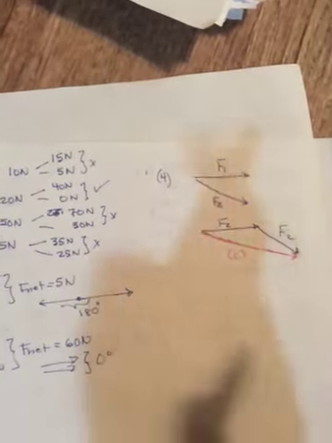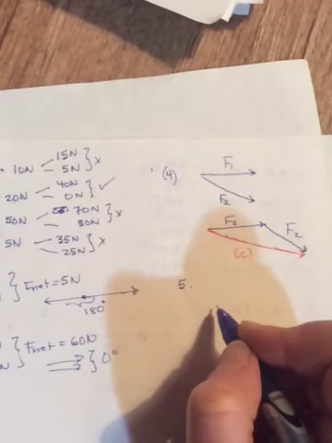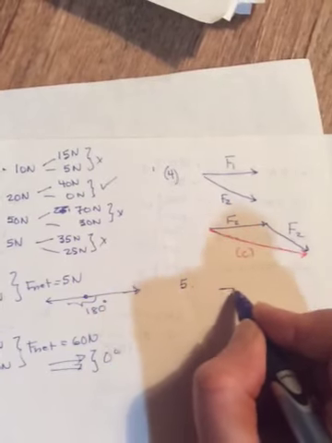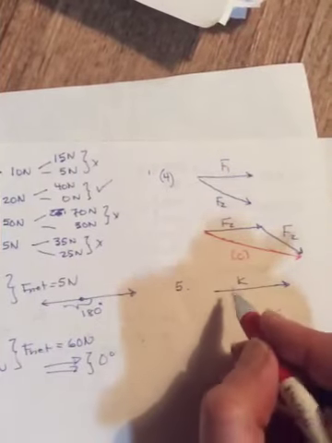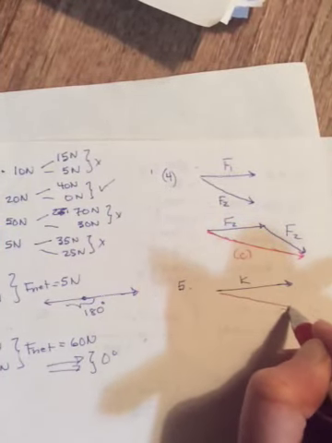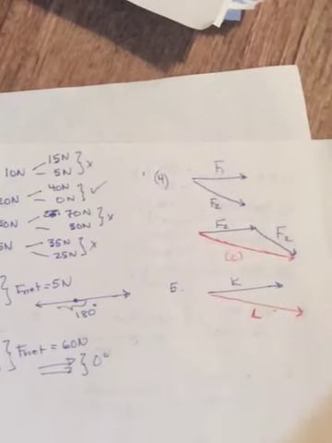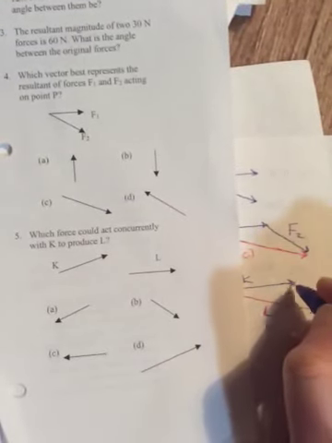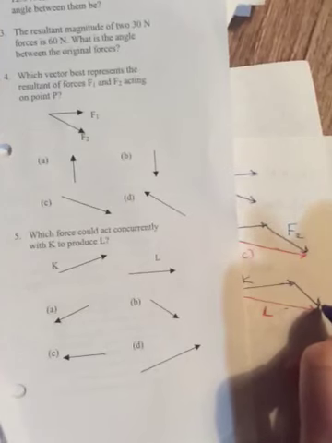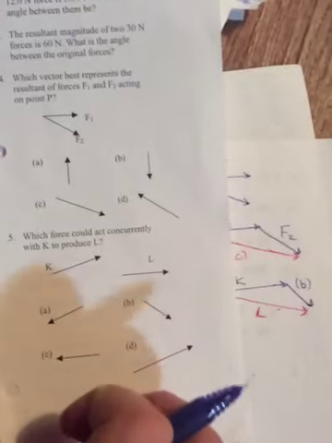Number 5, which pair of concurrent forces, which force could act concurrently with K? So this time K is going like this, and it wants to produce L. So L's your resultant. Okay? And so which one of these do you need to add to K to get L? It would have to be the guy going like this, which is choice B. So that when they're head to tail, they'll produce L. Okay? So that's the front side.